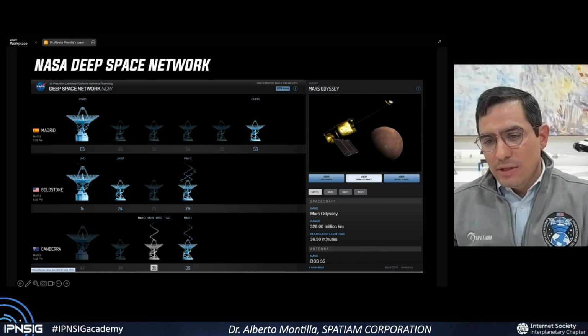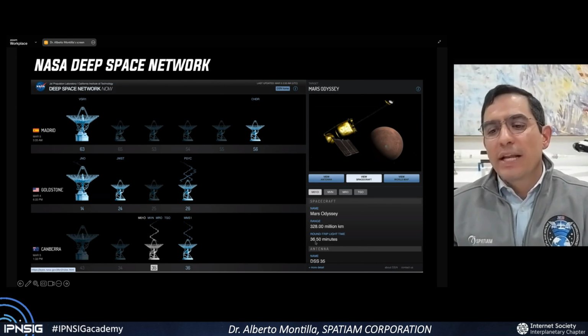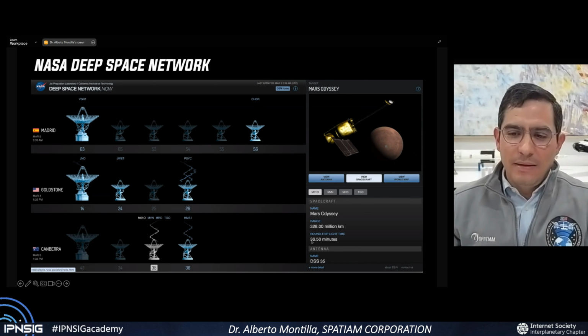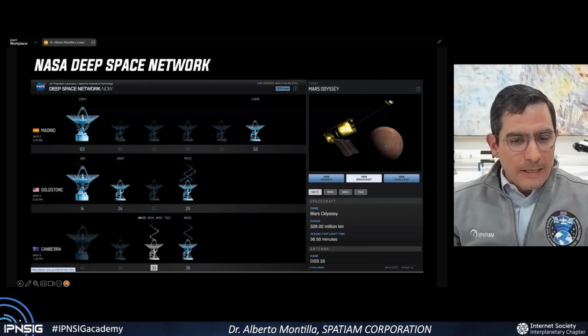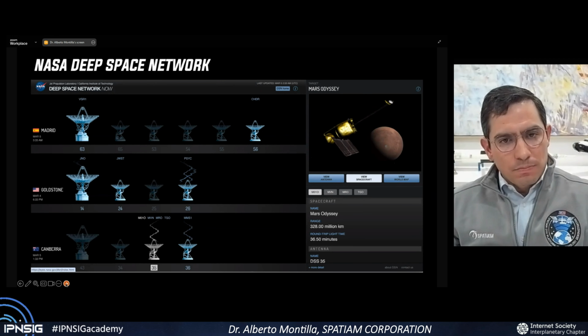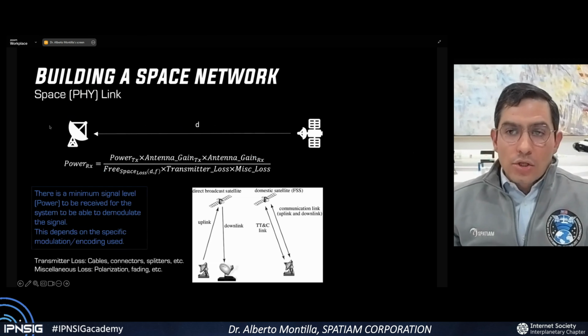And just look at this. The round trip light time is 26.5 minutes. So it's a very, very delayed communication. So how do we build this?